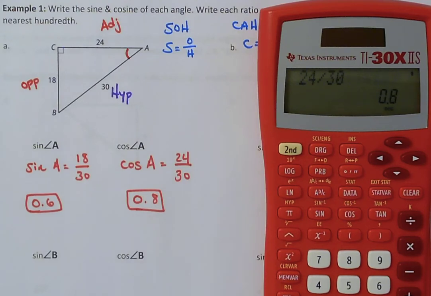So the key for these ones is whatever your reference angle is, in this case A, figure out your hypotenuse, your opposite and adjacent. Remember that sine is opposite over hypotenuse, and cosine is adjacent over hypotenuse.